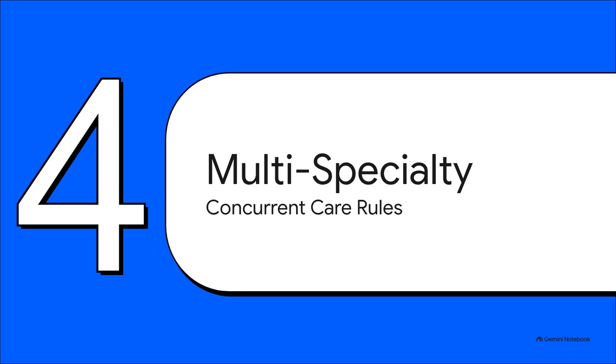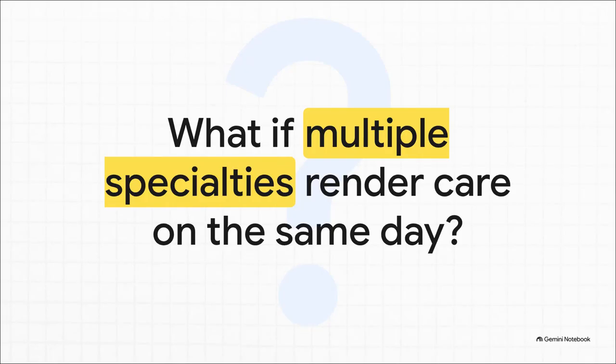Let's pivot and look at the complexities of concurrent care provided by multiple doctors. Here's a very common real-world scenario for us. You have a patient in septic shock. The critical care intensivist is there, but a nephrologist is also called in to manage acute renal failure. And both doctors are providing critical care services on the exact same calendar day. So how do we code this without triggering a bunch of claim denials?